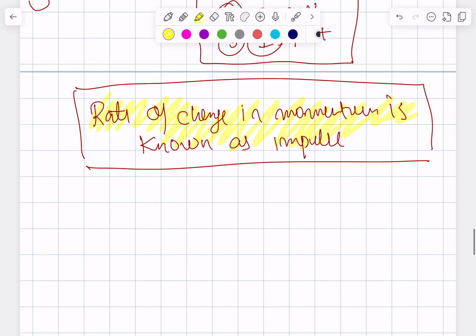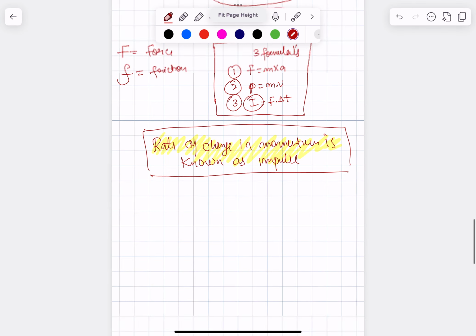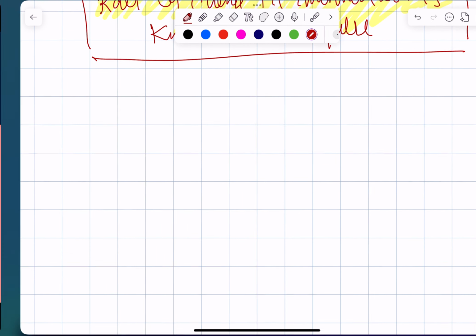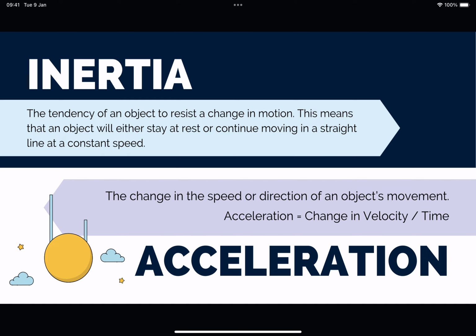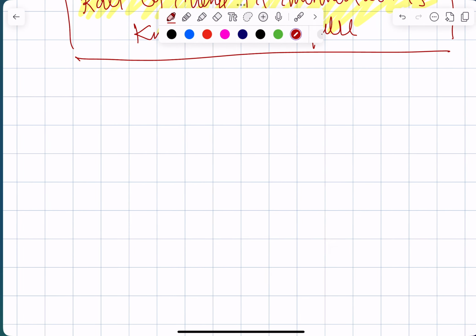All right, guys. I hope most of the things are cleared so far. Let's do some examples to understand this concept. Yes, inertia is important. As I told you, I will come back to inertia in the first law of motion. So let's take an example.